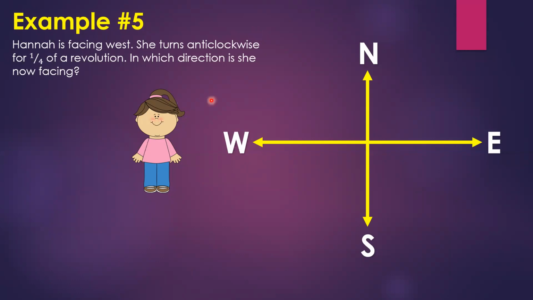Hannah is facing west. She turns anti-clockwise for 1/4 of a revolution. In which direction is she now facing? Put your answer inside the chat for me, please. She went through 1/4 of a revolution.